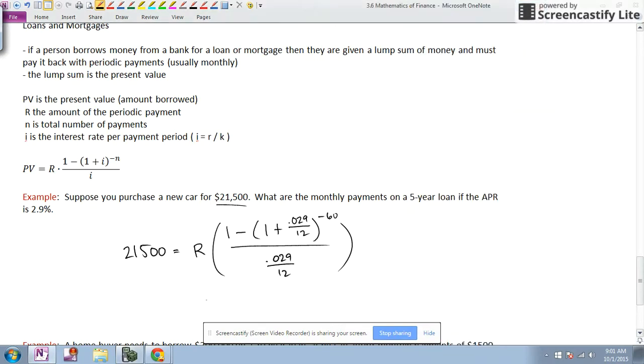385.37. So to pay off this car, it will be 385.37. I will pay that amount per month for 5 years, and when it's all said and done, I will have paid off the car.